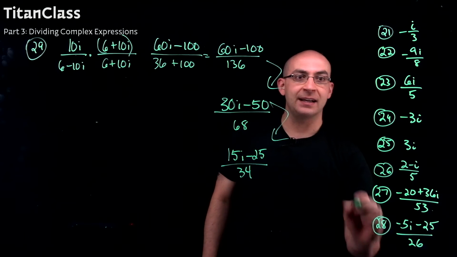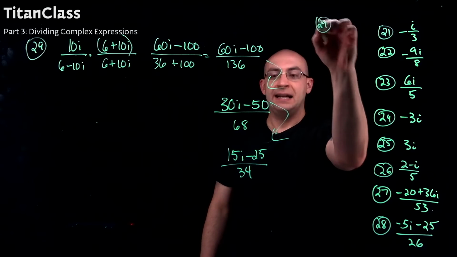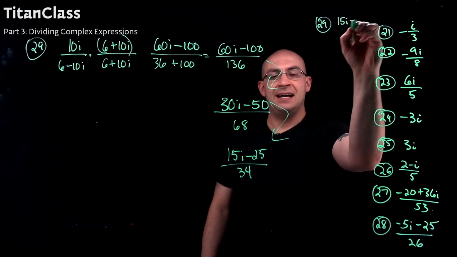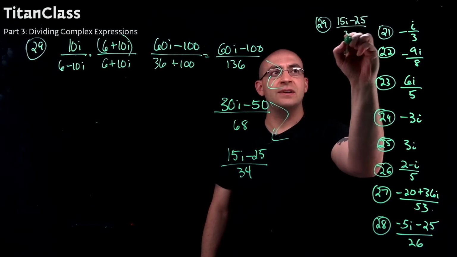So number 29, I'm going to run out of space. So 29 is 15i minus 25 over 34.